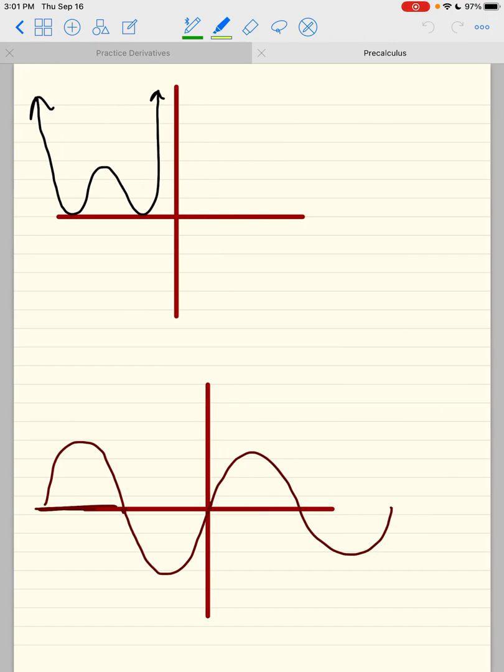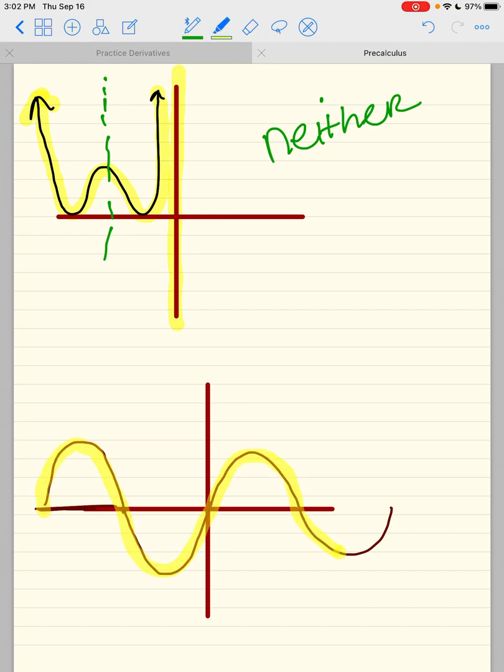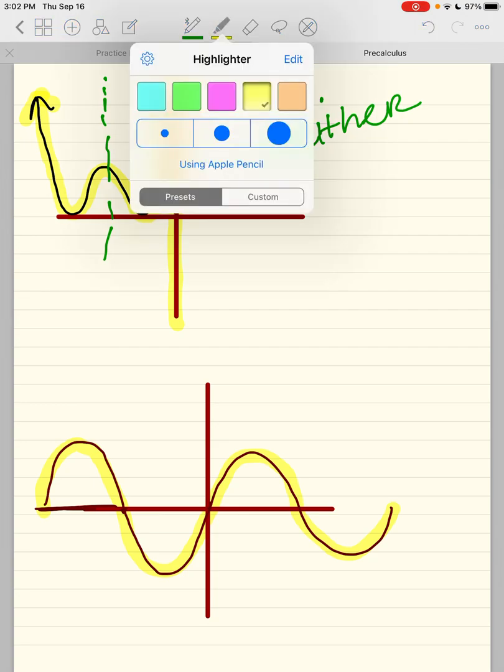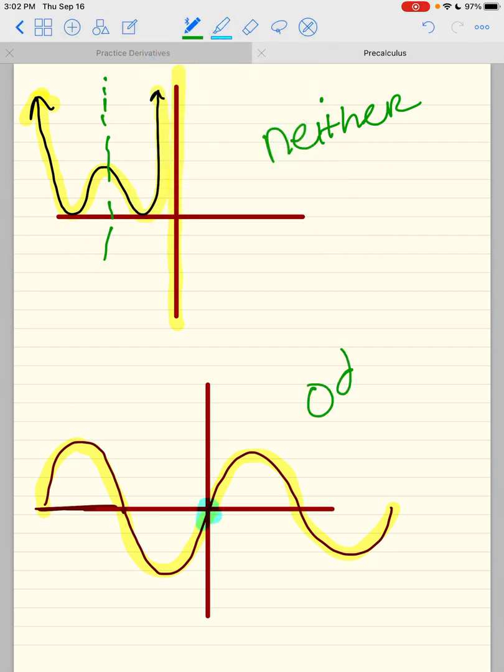Origin, odd. Here, this looks fantastic, but the only problem is it's not symmetrical with respect to the y-axis. So this is neither, okay? Just because it looks like we can draw a line doesn't mean that it's going to be even or odd, okay? Here, this is going to be odd because it flips over the origin nicely, right? So this part matches this part matches this part, and so on, okay?